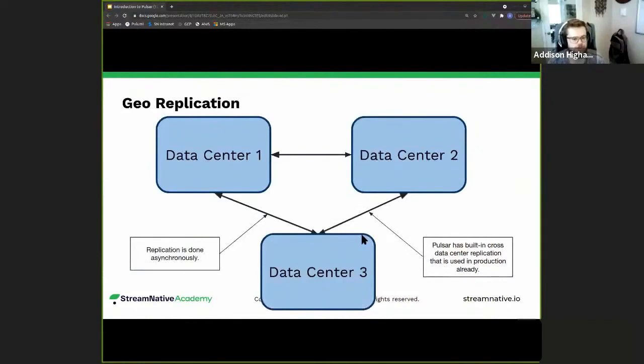And finally, what we'll talk about here in the architecture is geo-replication, where we can have multiple data centers that are tied together. And this replication is done asynchronously.